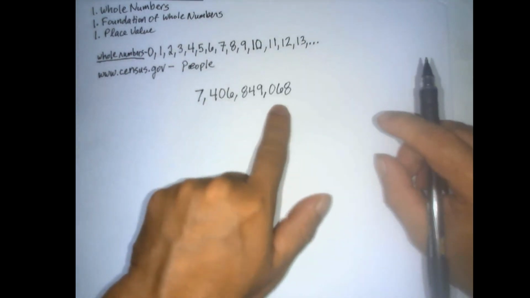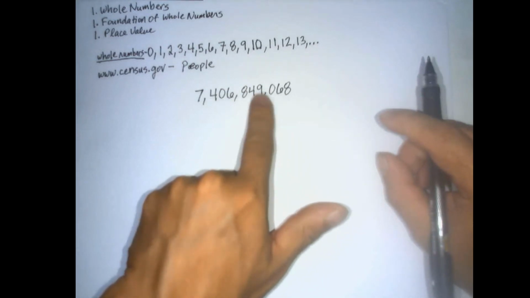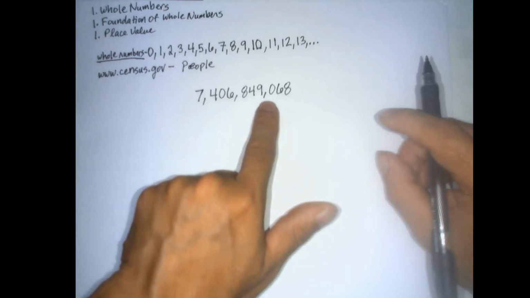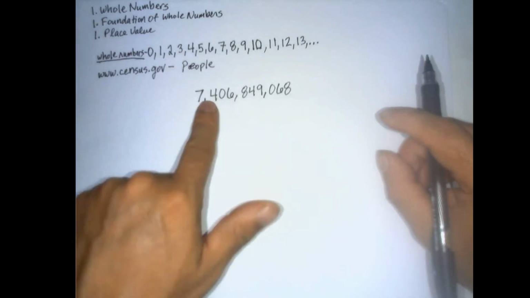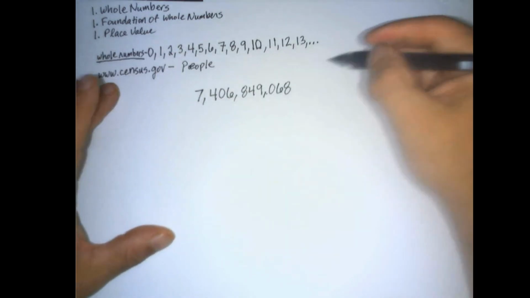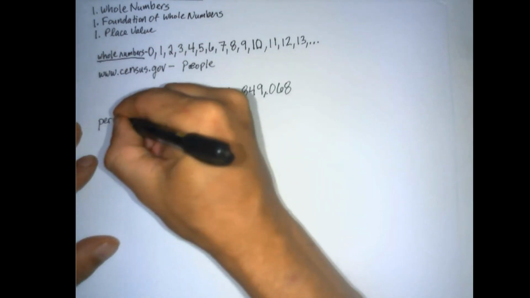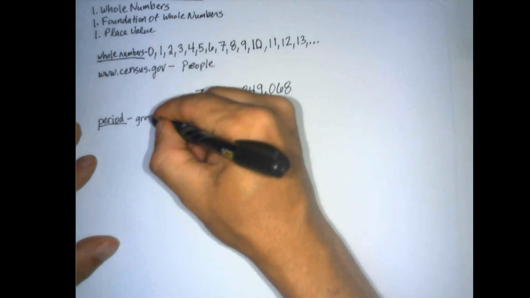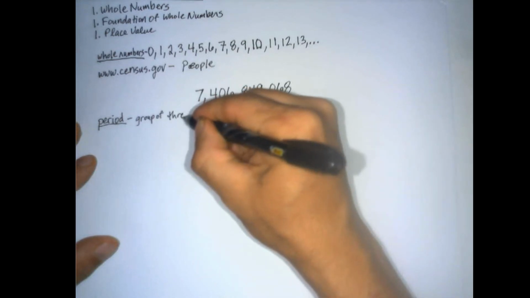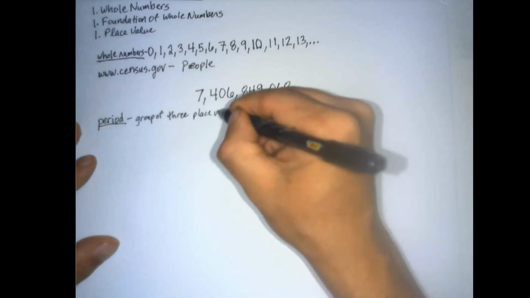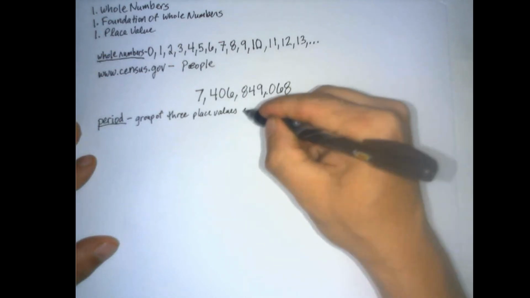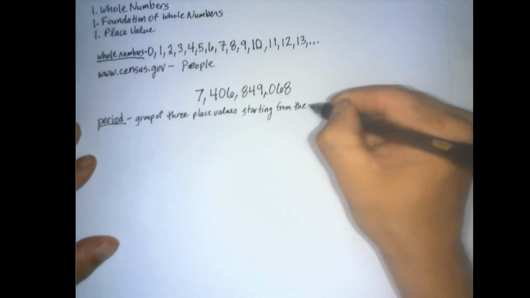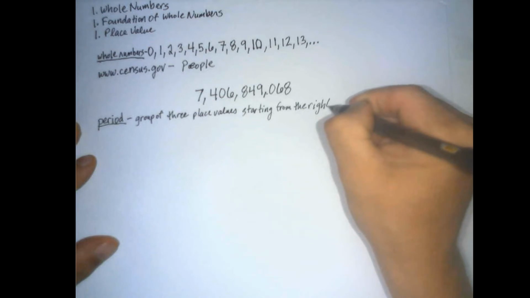So as you can see, we filled up 1, 2, 3, 4, 5, 6, 7, 8, 9, 10 places. And these places are segregated in groups of 3. And these groups of 3 have a name. They're called periods. So period, a group of 3 place values starting from the right. And they are separated by commas.